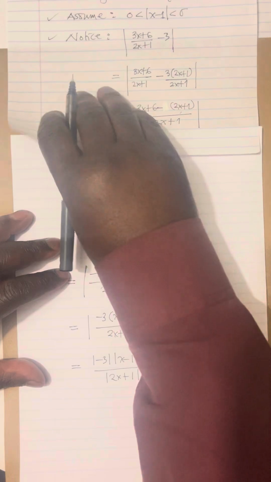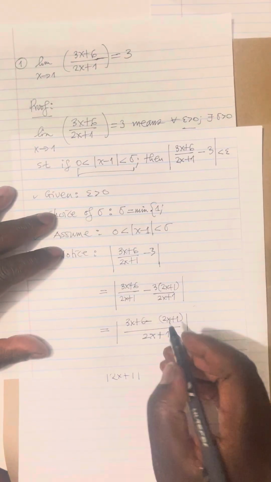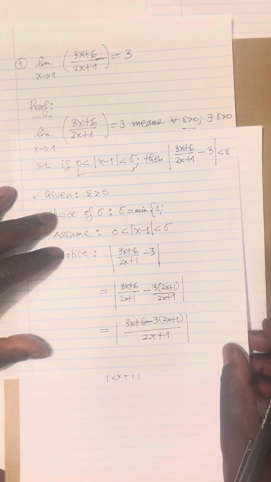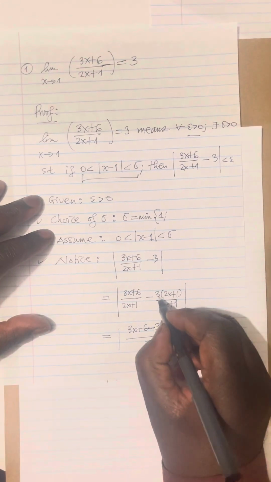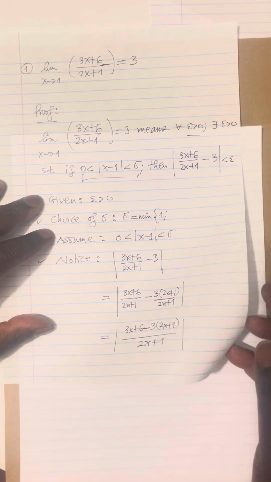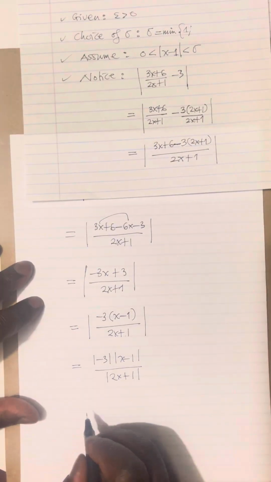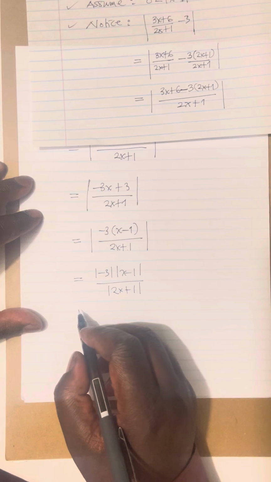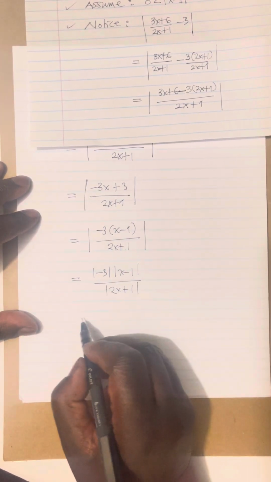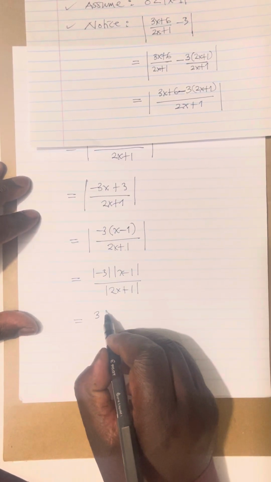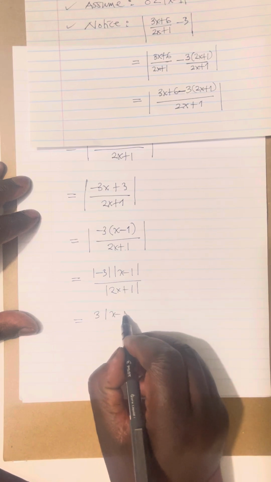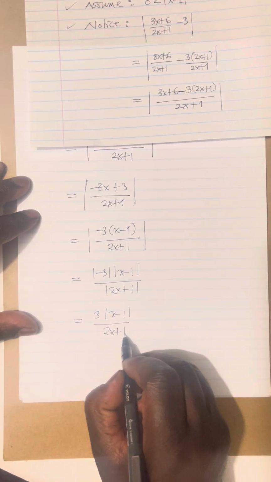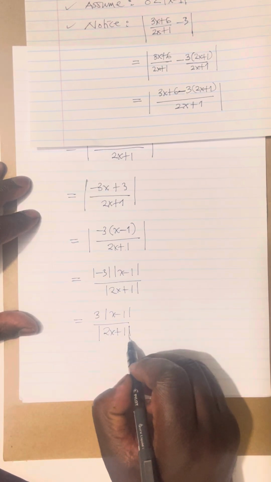Now let me rewrite this in case I forget there's a minus 3 there. Right, now, the absolute value of minus 3 is 3, so this is 3 times the absolute value of x minus 1 all over the absolute value of 2x plus 1, like so.